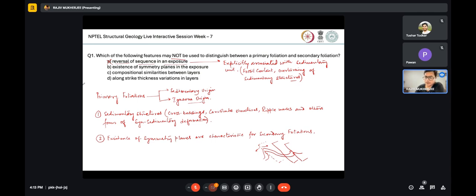If I am not trying to go for a characteristic feature, then of course if I look for the existence of symmetry planes, I will be definitely identifying which one is the primary and which one is the secondary. Our question is that how can you not be doing that? So again, option B is not correct because it automatically identifies which one is the symmetry plane. Now talking about option C, do you think that option C among all the four options is the correct one, that it may not be the useful feature to distinguish between a primary foliation and secondary foliation?